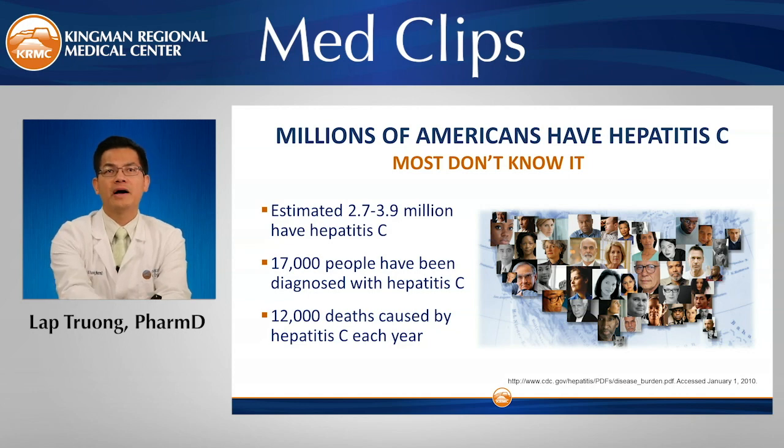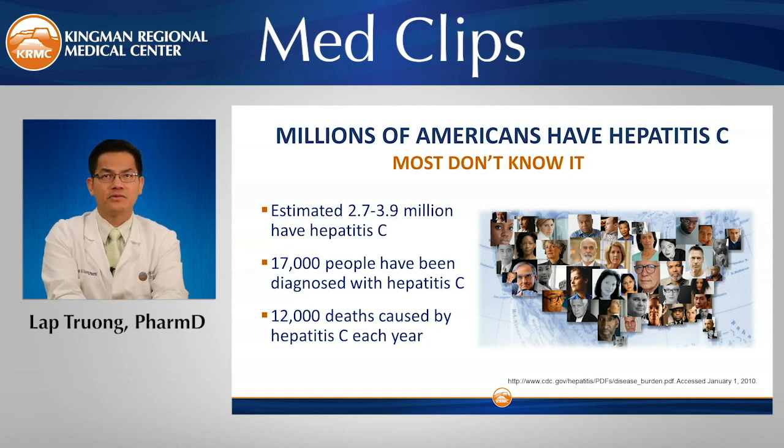So how many people out there are infected with hepatitis C? How common is it? According to the CDC, the Centers for Disease Control, reported back in 2010, an estimated 2.7 to 3.9 million people have hepatitis C. Among all of those, 17,000 people have been diagnosed with hepatitis C, and many people out there don't even know that they have it.